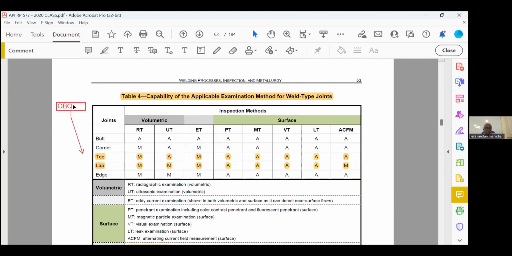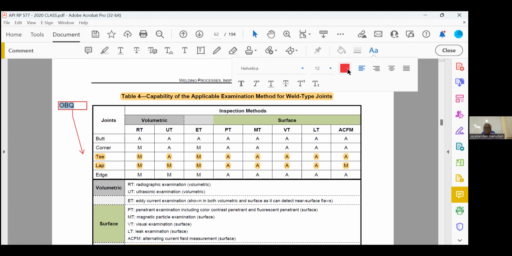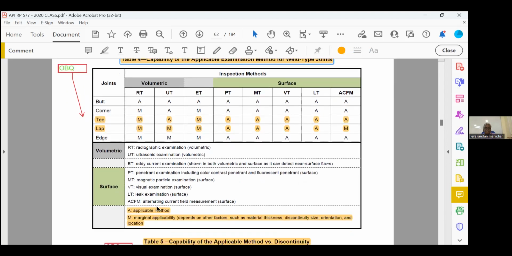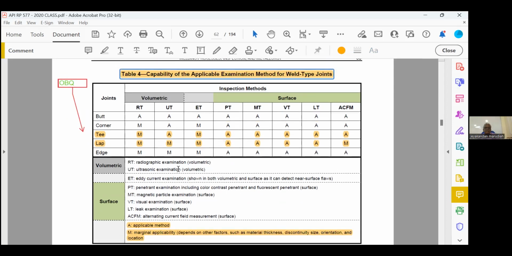Number 53. Now, recently, all exams are asking this question: which NDT method is applicable? For what type of joint? You can see here, A means applicable, M means marginally applicable. For example, T joint: UT is applicable, PT, MT, VT, LT, ACFM applicable, whereas ET and RT are marginally applicable.